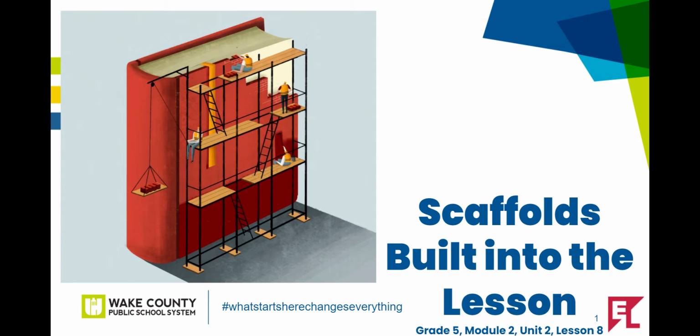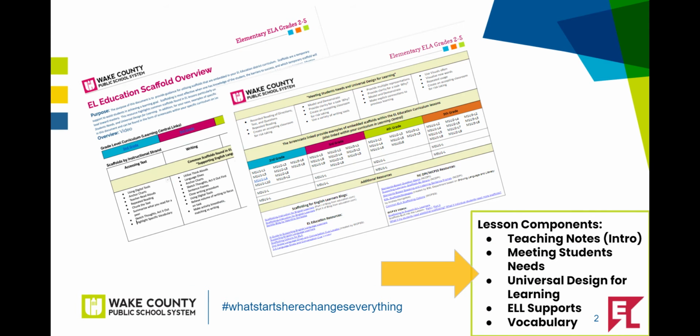Throughout this learning opportunity, we'll focus on examples of scaffolds that already exist within the EL Education lessons, using Lesson 8 from Grade 5, Module 2, Unit 2. An EL Education Scaffold Overview document for elementary ELA grades 2 through 5 can be found in Learning Central under the appendix within each grade level module and in the teacher planning tools for your grade level curriculum. Please refer to this document for additional supports as you plan.